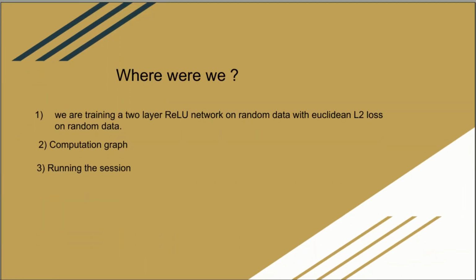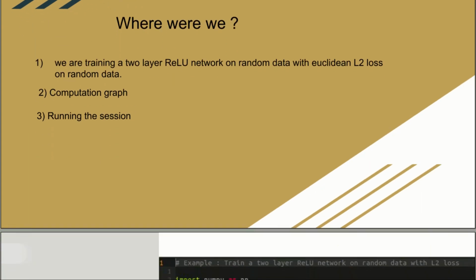So previously we took an example of a 2-layer rectified linear unit network on random data with Euclidean loss, and then we discussed the computation graph and why it is necessary. Then we discussed running the session, which means after we have written the code for the computation graph, we are actually going to run it.